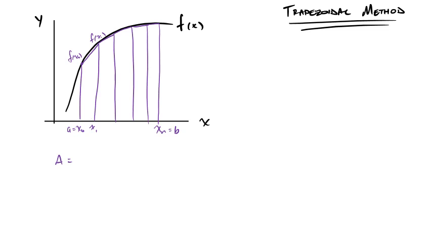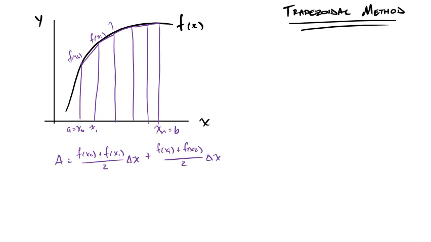And so my first area here is going to be f of x0 plus f of x1 divided by 2, and we'll just multiply that by delta x. And we know that delta x is just b minus a over n from the rectangular method. Okay, so now I need to keep going, right? So I need to add f of x1 plus f of x2 over 2 times delta x, right?